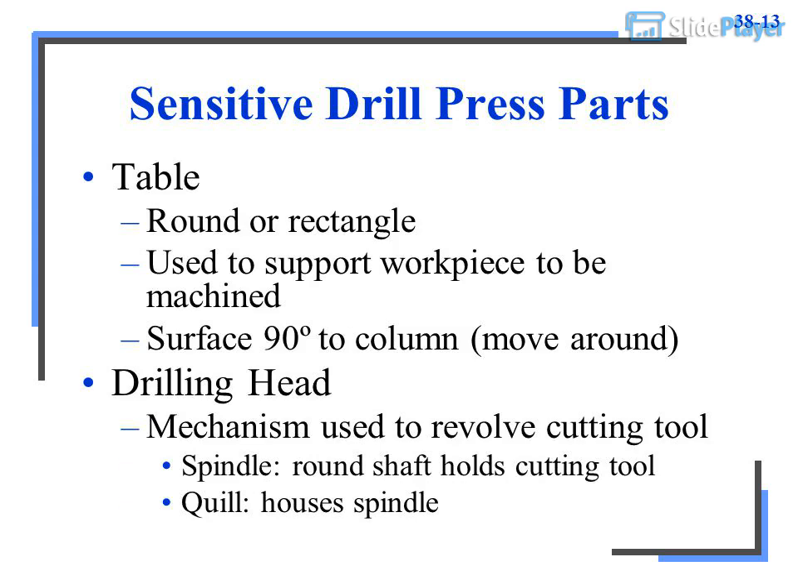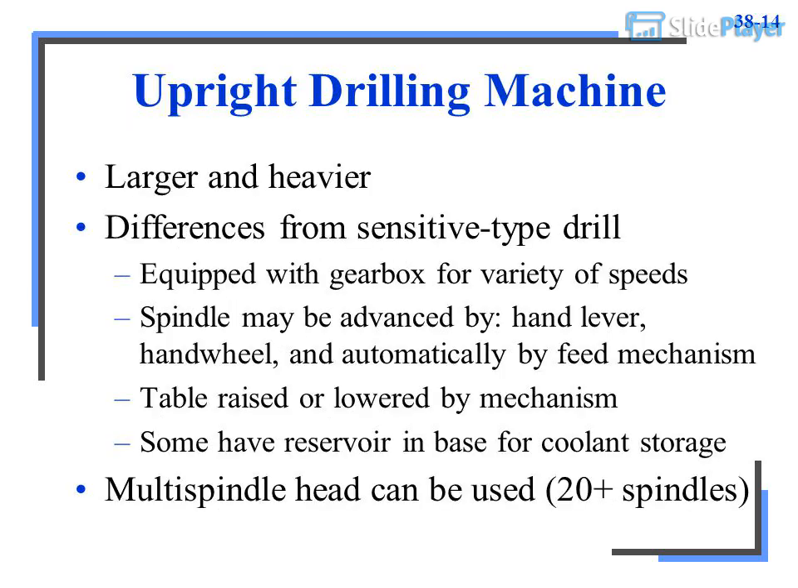Sensitive drill press parts. Table. Round or rectangle. Used to support workpiece to be machined. Surface 90 degrees to column, move around. Drilling head. Mechanism used to revolve cutting tool. Spindle, round shaft holds cutting tool. Quill, houses spindle.